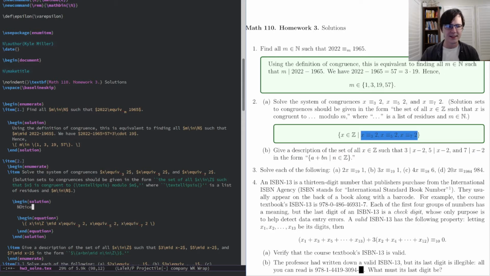So notice that x equals 2 is a solution to this system. It's a lot more interesting when the residues are different. But when they're all the same, we can just take that number as the residue, because 2 mod 3 is 2, mod 5 it's 2, and mod 7 it's 2.